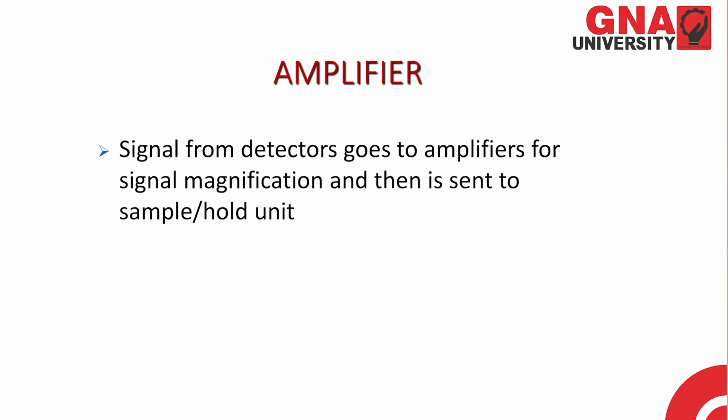So the first component is amplifier. As the detectors receive the radiation, they convert the radiation into an electrical signal of the same intensity as that of the radiation, but now that signal needs to be amplified so that it will be further forwarded for the post-processing and finally the image creation. Here the signal from the detector goes to the amplifier for the signal magnification, and then it is sent to the sample hold unit.